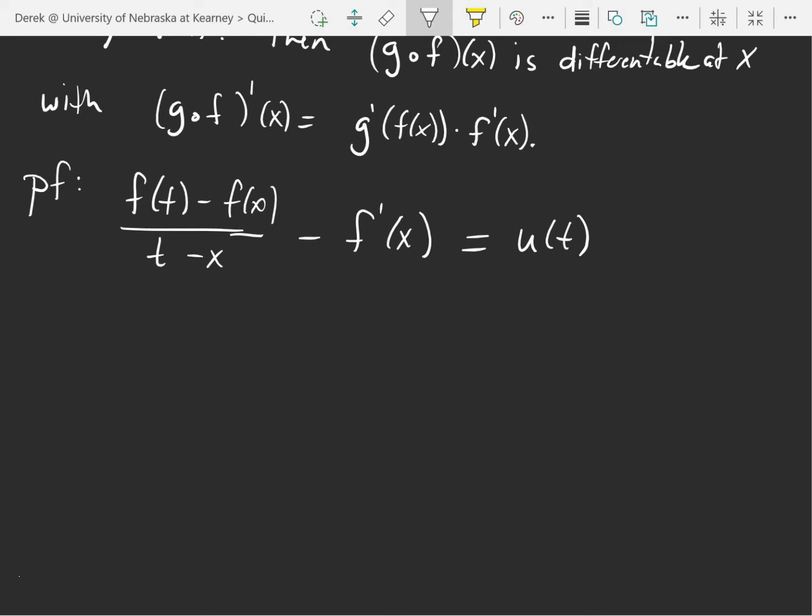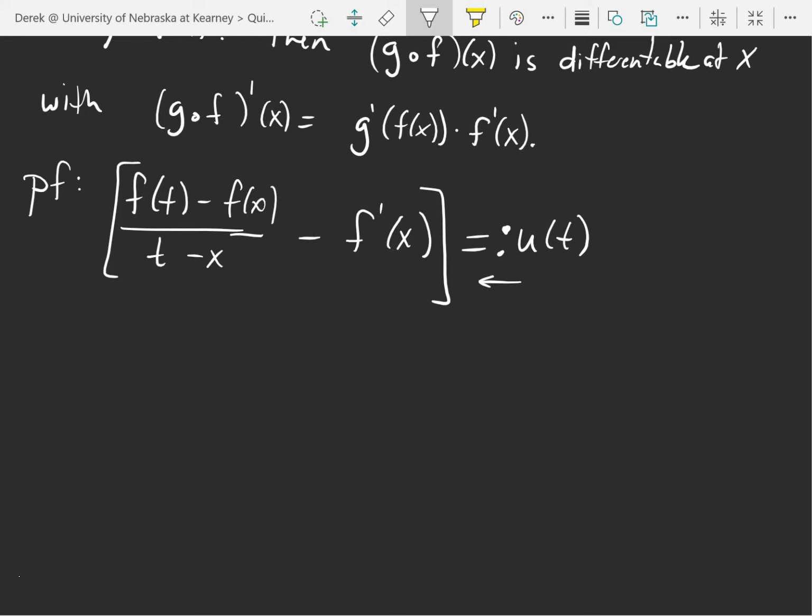Okay, so this function here, we want it to be going to 0 as t approaches x, so u of t has to go to 0 as t approaches x. And this is a defined, so a colon equals says define u of t. Usually it's written the other way, but define u of t to be that thing on the left hand side.